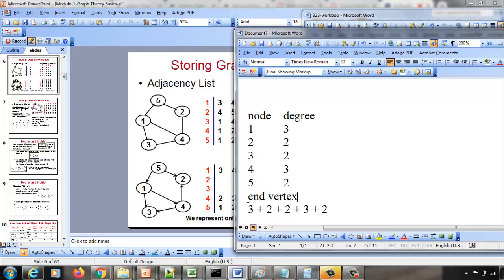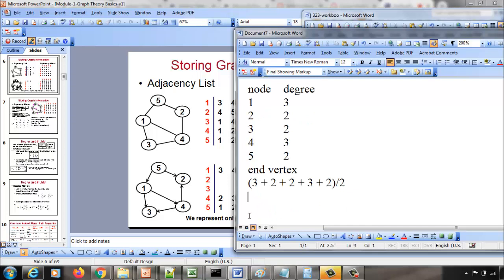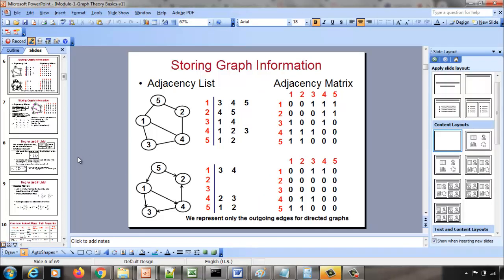So when you sum up the degrees of the vertices, you are considering each edge twice, once for each end vertex. That's why if you divide the sum of the degrees by 2, that will get you the number of edges or links in the graph, because each edge is considered twice when you sum up the degrees, and you divide that sum by 2 and you will get the number of edges that you counted. So that's the idea behind this formula.